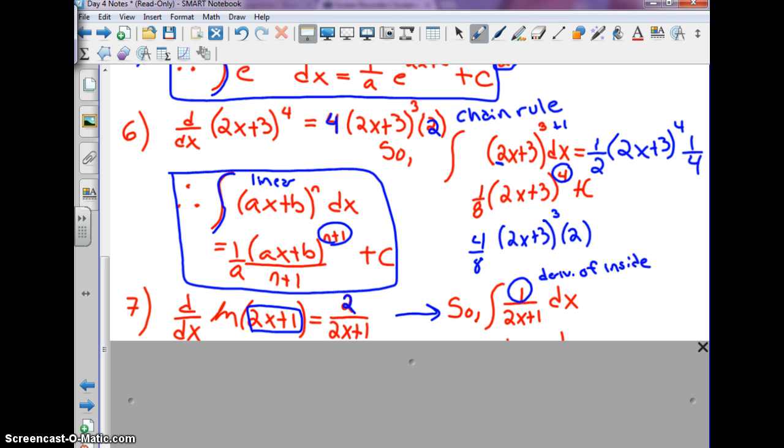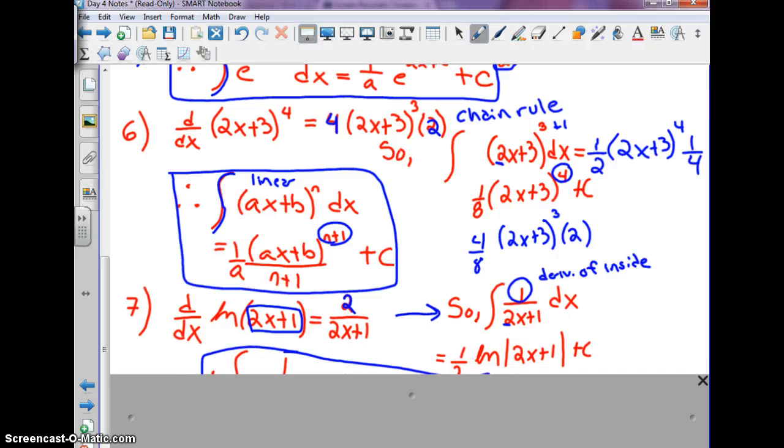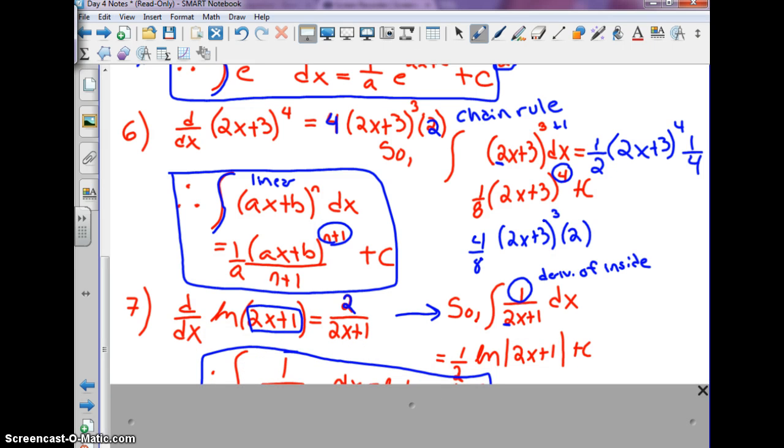My derivative of the inside should be 2. So there's a little bit of a miscommunication there between the numerator and the denominator. So let's see what happens. All right. I want to take the natural log of 2x plus 1, because I know that 1 divided by 2x plus 1, that backwards gives me the natural log function. All right? So my denominator is 2x plus 1, so that's what goes inside the natural log.